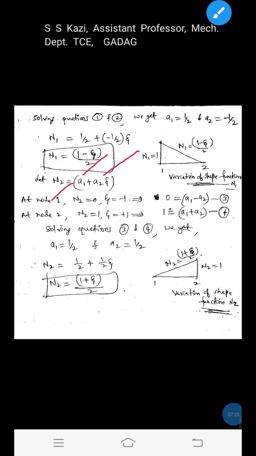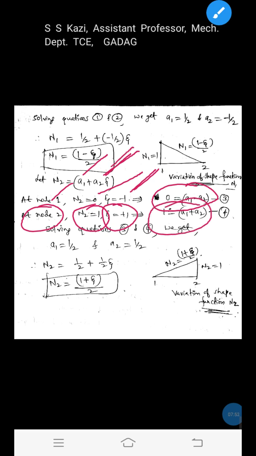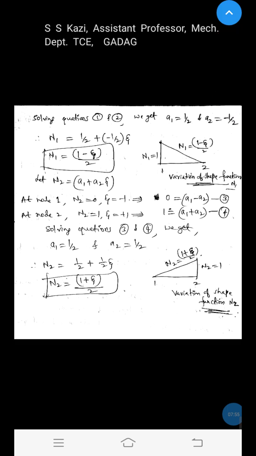Okay, now at node 1 shape function n2 is 0 from the first property of the shape function, and at node 1 zeta is equal to minus 1. If you substitute into this equation, you will get a1 minus a2 is equal to 0. Next at node 2 we know that shape function n2 is equal to 1 and zeta is plus 1. If you substitute into this equation, we will get a1 plus a2 is equal to 1.